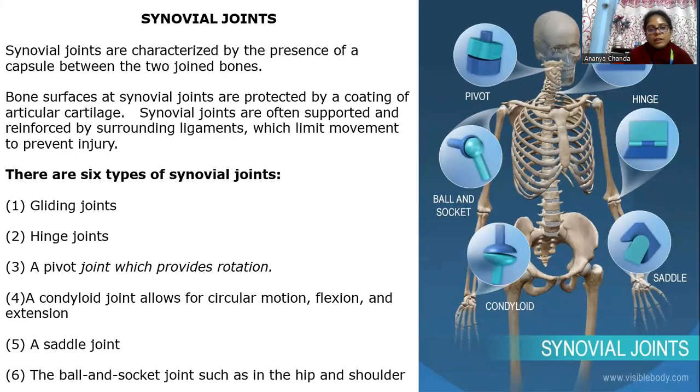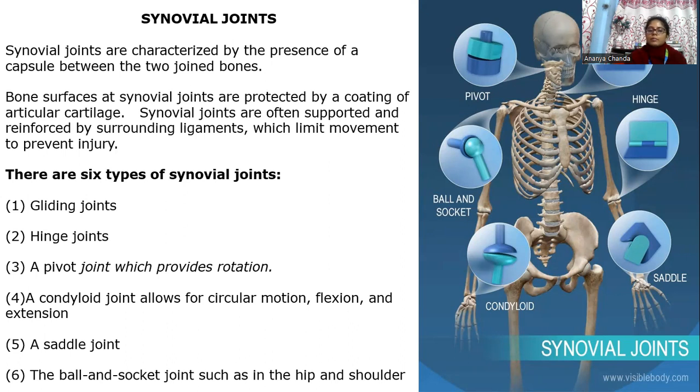Then comes the synovial joints. Synovial joints are characterized by the presence of a capsule between the two joint bones. So the synovial joints are present between the two joint bones and form a capsule-like structure. The bone surfaces at the synovial joints are protected by a coating of articular cartilage. So this helps in what? The supporting of the ligaments and limited movement to prevent injury.